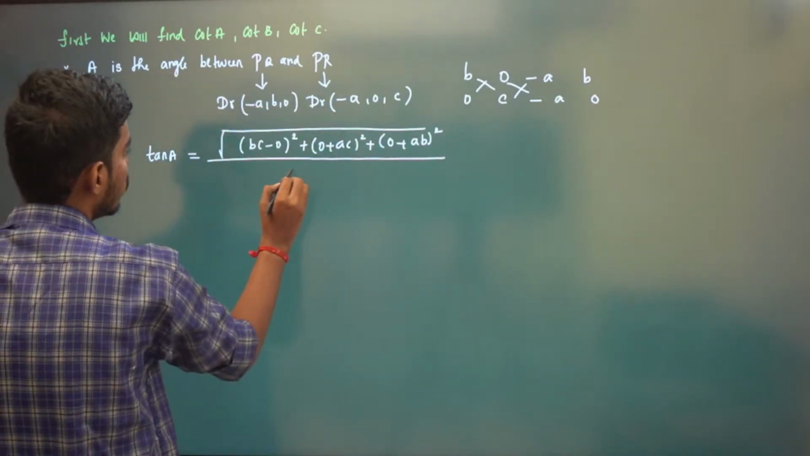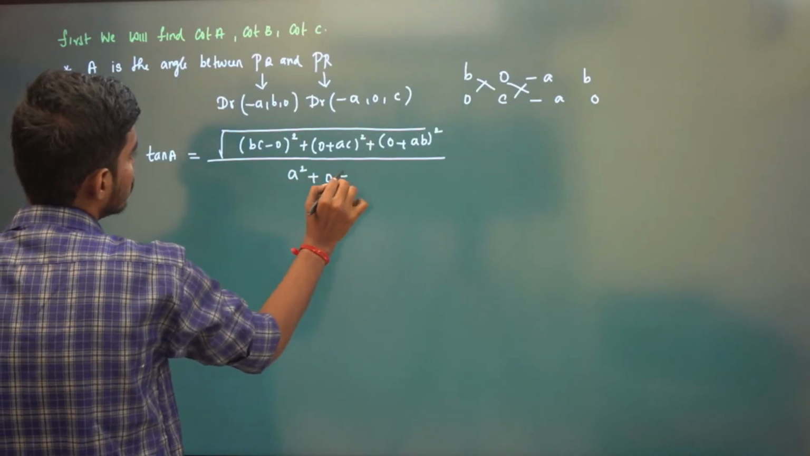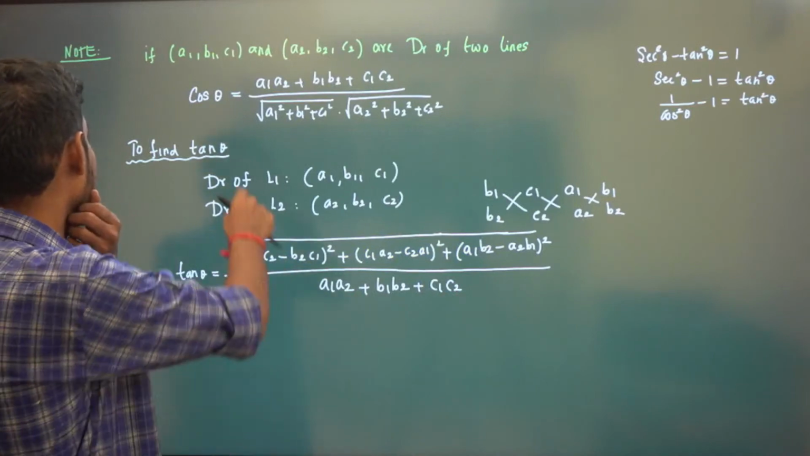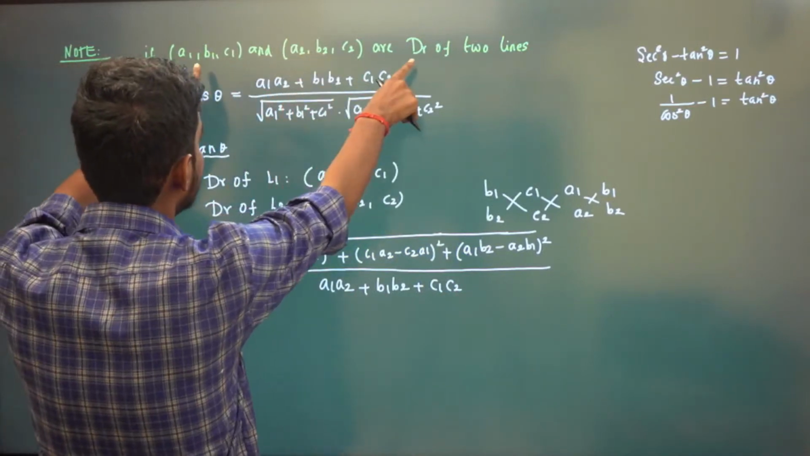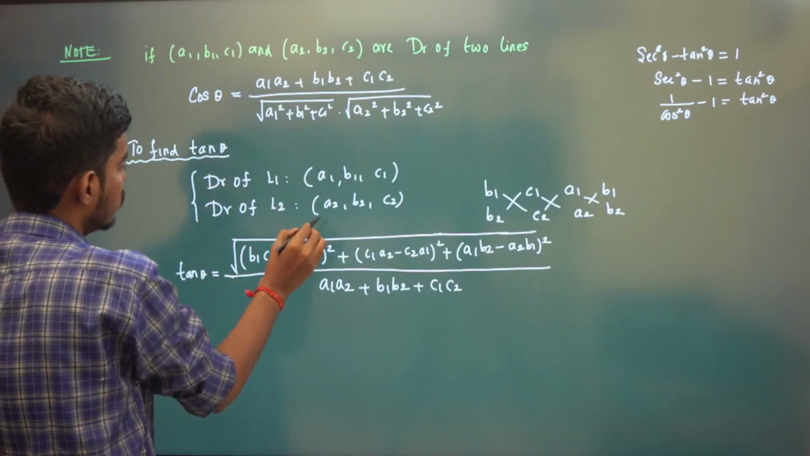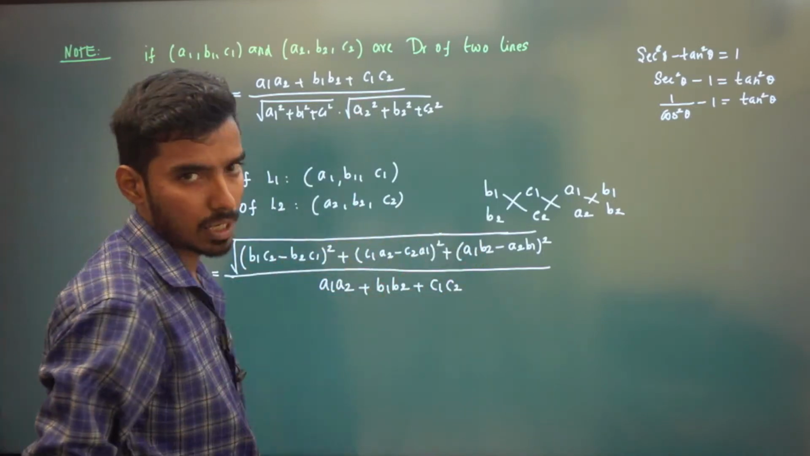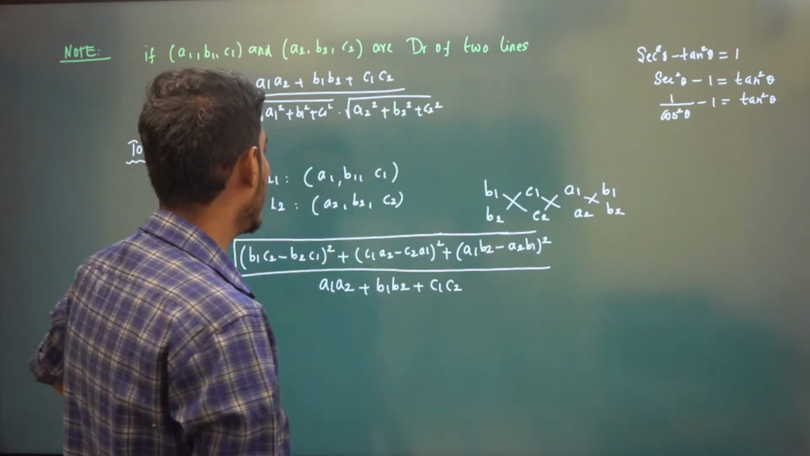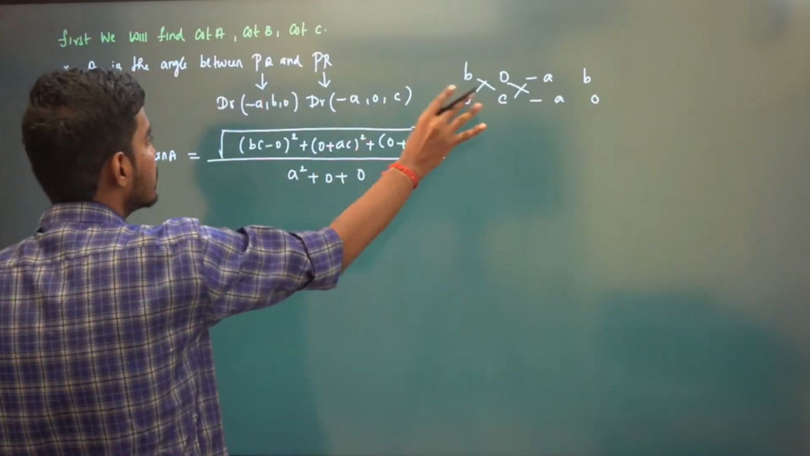So A1 A2 is A square, B1 B2 is 0, C1 C2 is 0. Is it clear? I'm just applying this formula. If these two are the direction ratio, then tan theta, so you can see if two lines have direction ratios, then tan theta will be given by this formula. The only difference is instead of A1, B1, C1, A2, B2, C2, we have some other direction ratio, but I am having the same concept.